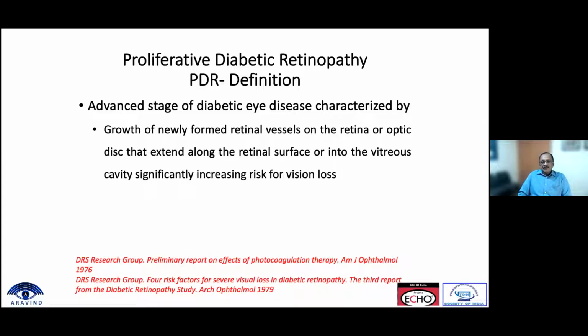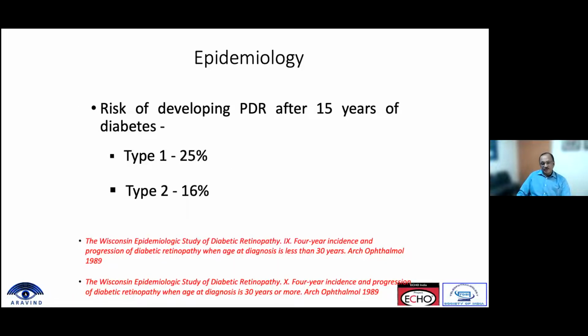By definition from the DRS group, it is an advanced stage of diabetic eye disease characterized by growth of newly formed retinal vessels on the retina or optic disc that extends along the retinal surface or into the vitreous cavity, which significantly increases the risk of losing vision.